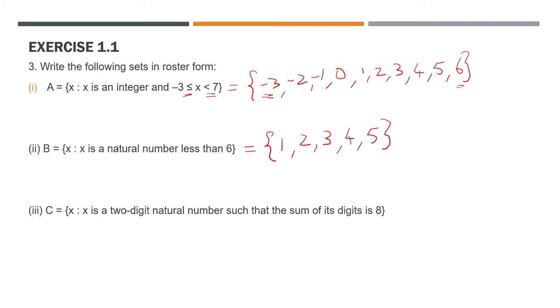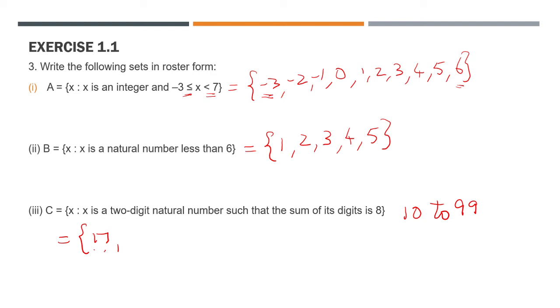The third one, C is equal to the set of all x such that x is a 2-digit natural number such that the sum of its digits is 8. So, it is given x is a 2-digit natural number. So, we have to check from 10 to 99, all numbers that have the sum of digits as 8. After 10 we will see 11, 12 up to 19. There, only 17 has the sum of its digits as 8, because 1 plus 7 is 8.